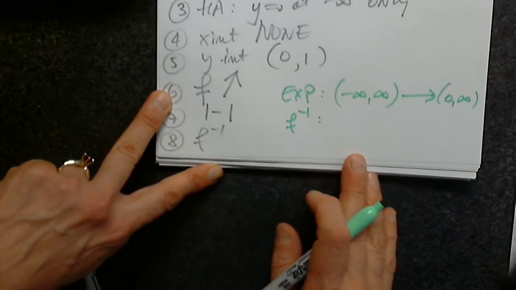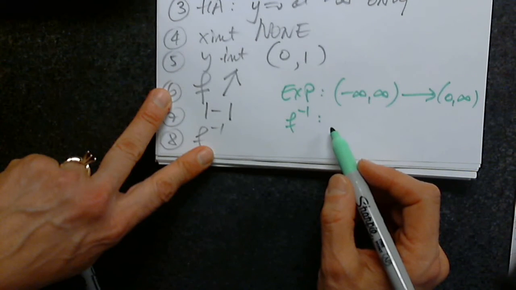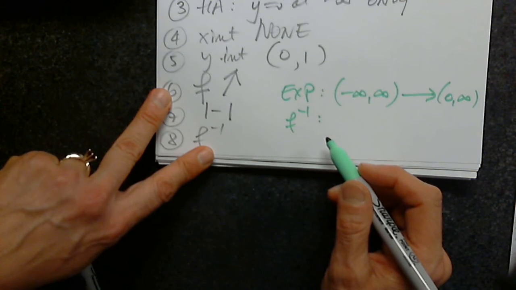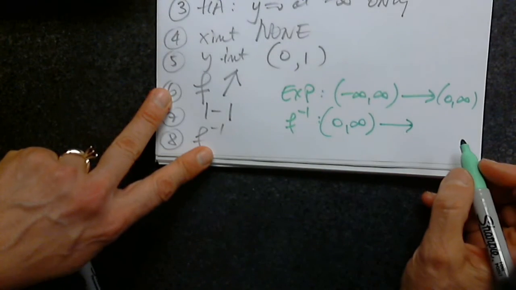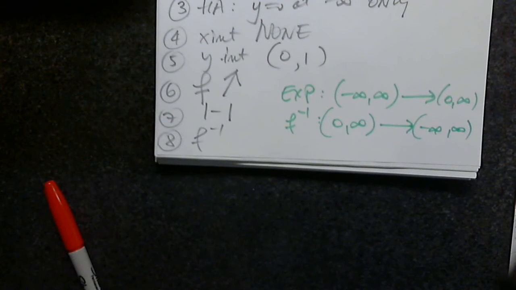F inverse will have domain... remember how the inverse function looks? Yes, 0 to infinity, and the range will be... right. That's how the inverse function works. If I take negative infinity to positive infinity to 0 to infinity, then the inverse function is defined on 0 to infinity and returns everything back, right? That's how the inverse function and the function work.